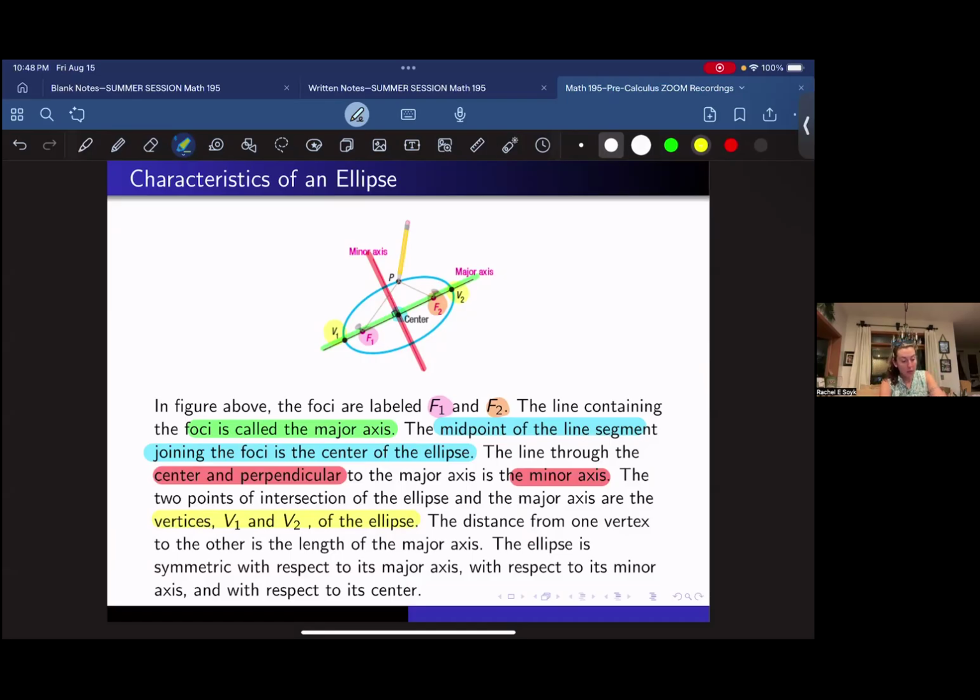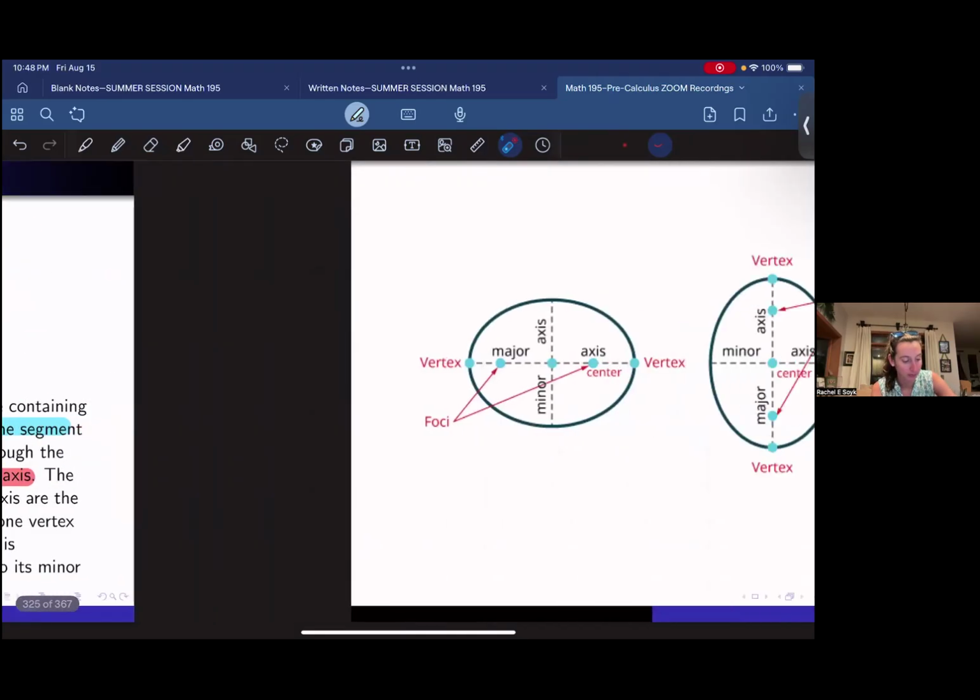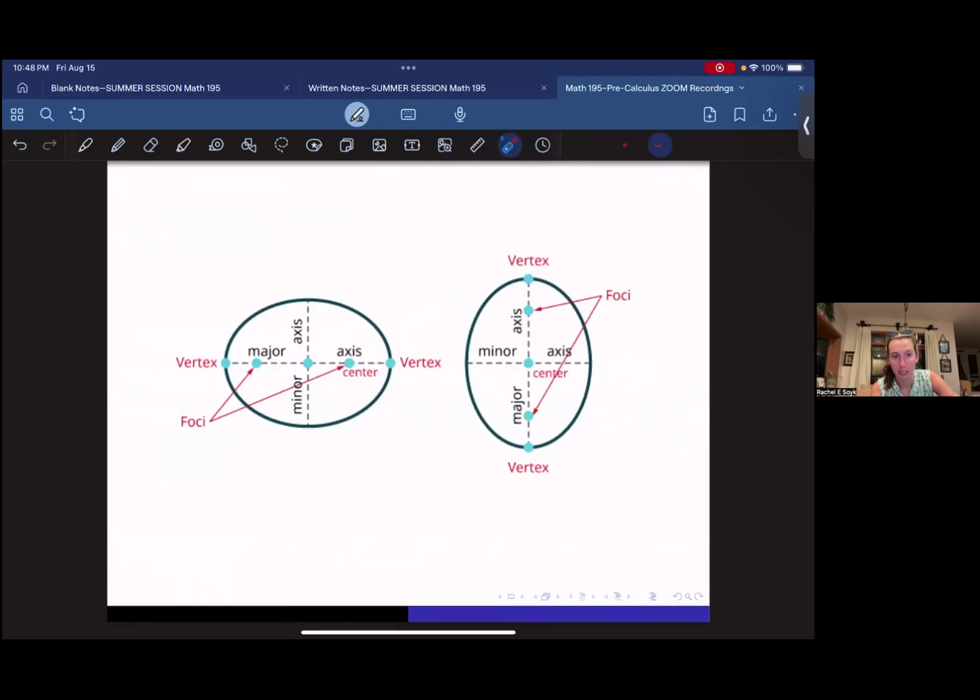The distance from one vertex to the other is the length of the major axis. So V1 and V2 gives you that entire length of your major axis. And then the last thing to mention is just the symmetry, which is another cool characteristic of ellipses. The ellipse is symmetric with respect to its major axis, and it's symmetric with respect to its minor axis, and it's symmetric with respect to its center. A lot of cool characteristics here.